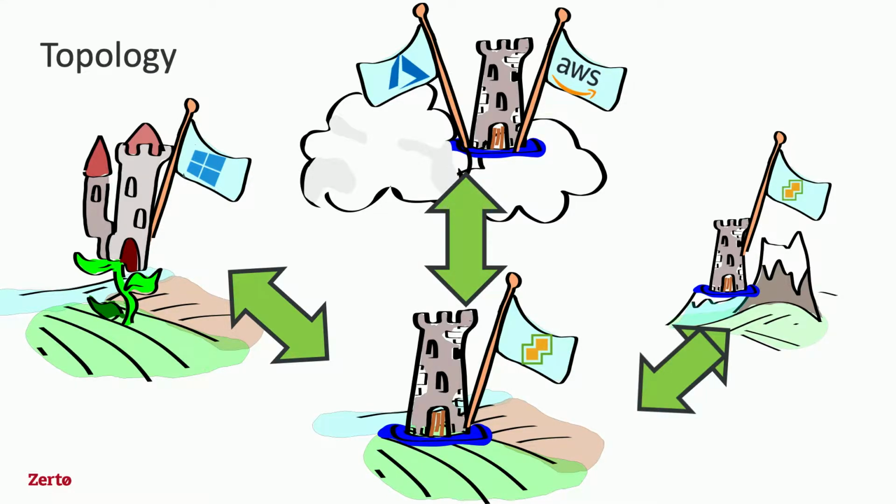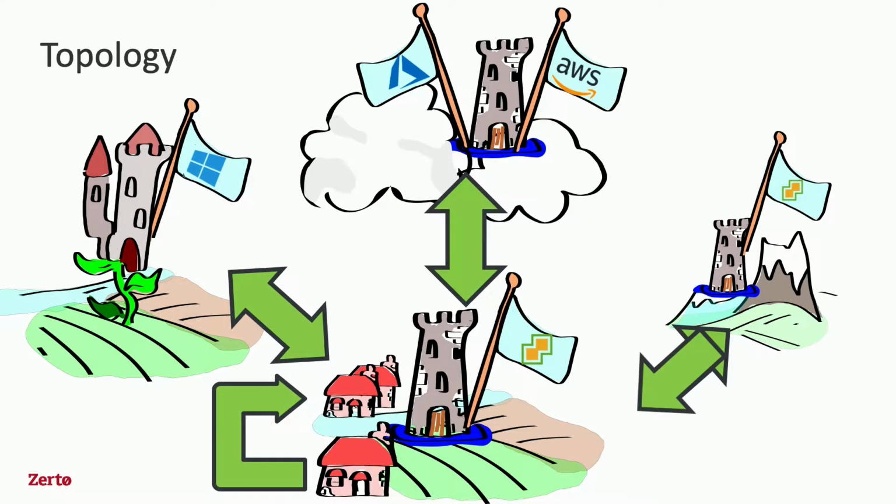So another thing we can do, we can replicate within the same site, right? That's called local replication. We can replicate a VM from one host to another, and in case the first host is down, we can fail over to the other host. Another feature that we have, we can replicate the same VM to two different sites, right? This is called one-to-many. So that's the topology we support.